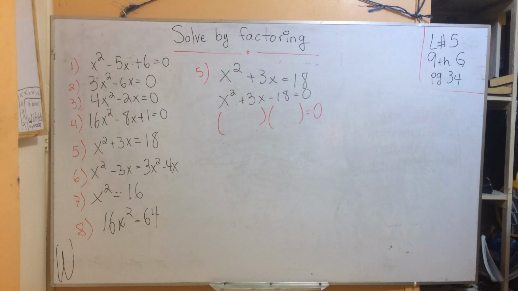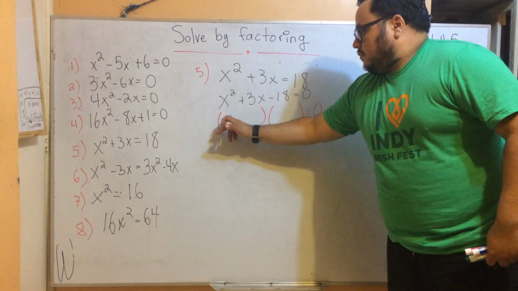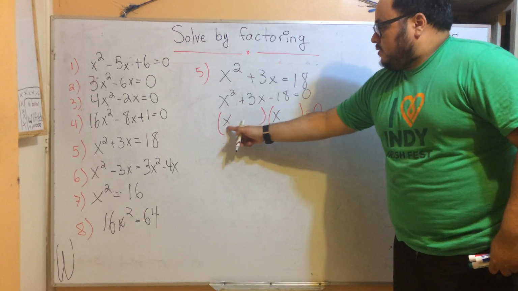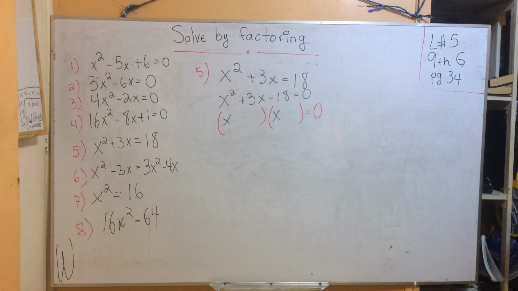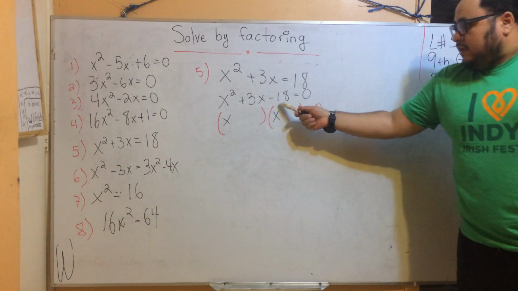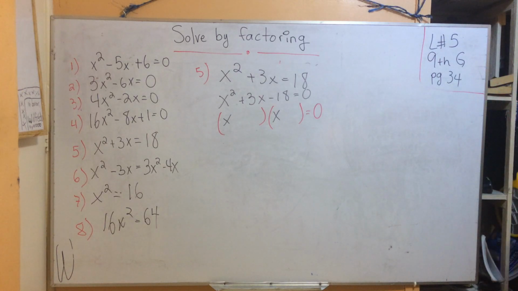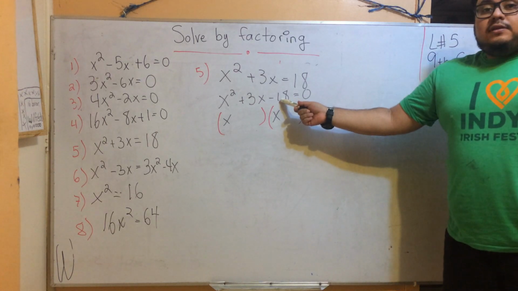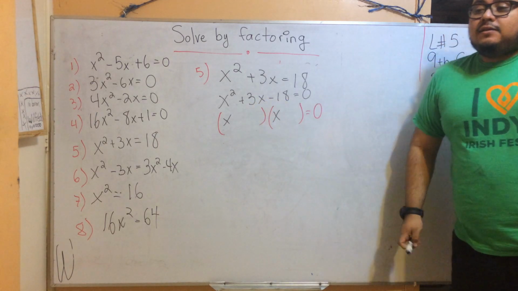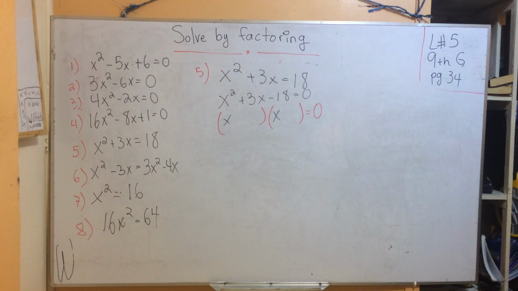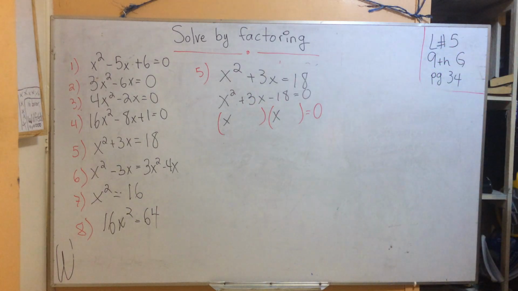So what do we do first? We copy the x, because this multiplication times this multiplication is going to give me this number. Now, we're looking for numbers that multiplied are going to give me negative 18, and that added are going to give me 3. Remember, the term C is the multiplication, and term B is adding or subtracting. So we need numbers that multiplied are 18 and that added are 3.